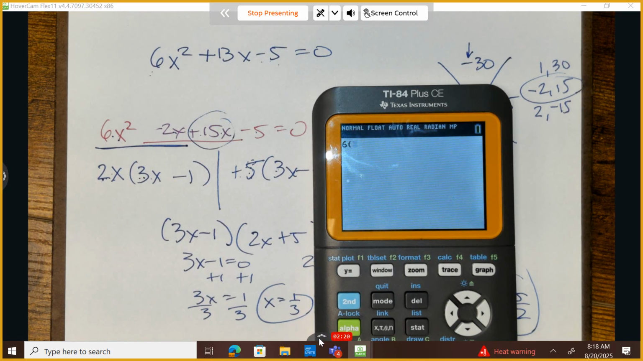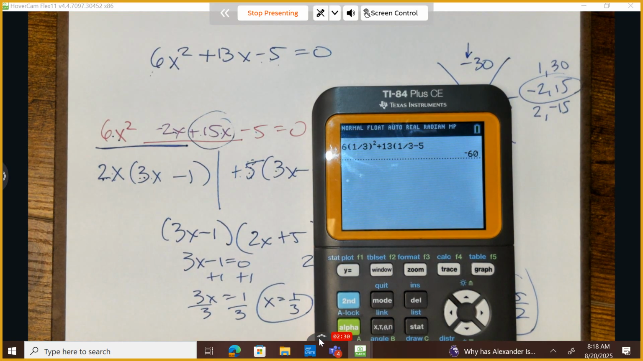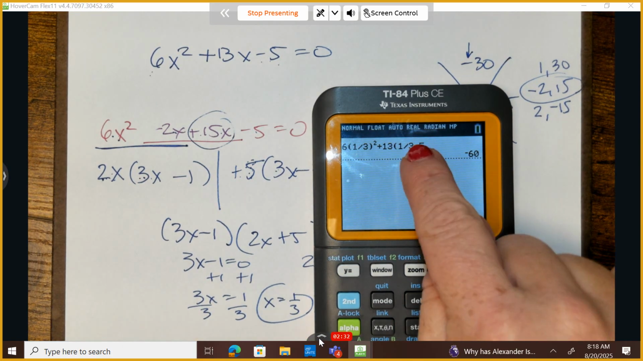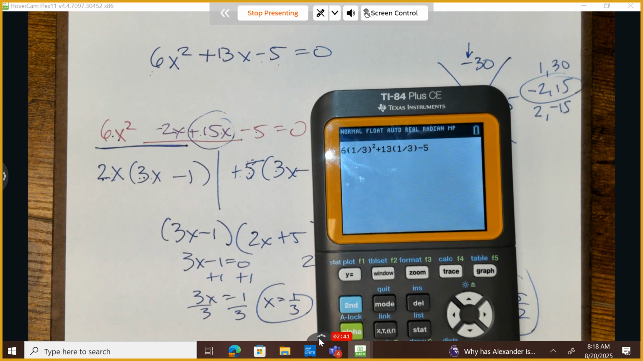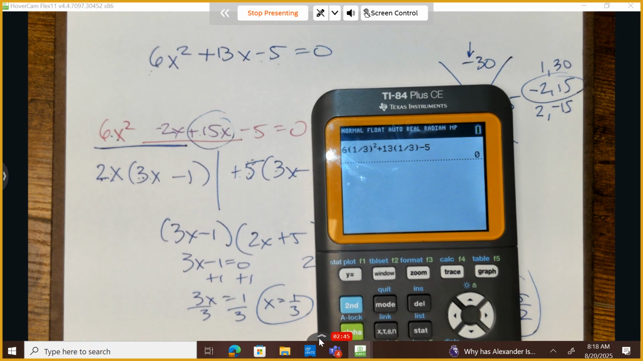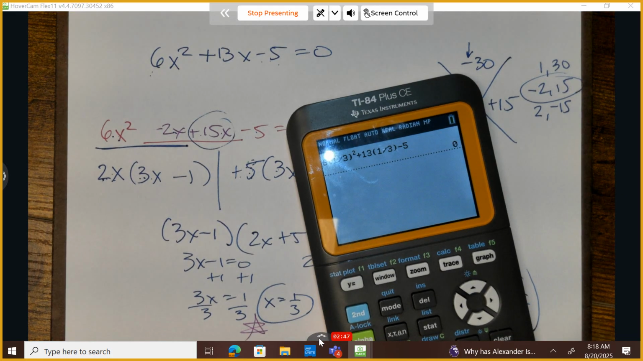Tutors, make sure you have a calculator on hand today. We have 6. Now we're going to substitute in a 1/3 squared, plus 13 times 1/3, and subtracting 5. I need this to equal 0. Did I plug something in wrong? I sure did. You can see how I forgot the parentheses. Let's try this again. I should have taken time to look before pressing enter. Okay, I believe that 1/3 is the answer. This has to equal 0 if it is. It does equal 0. I just verified this is the correct answer.